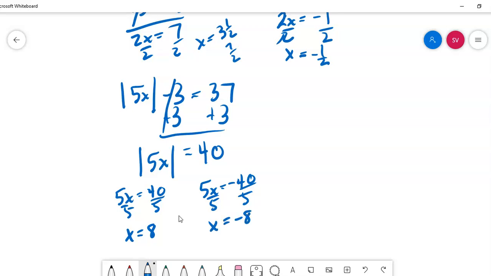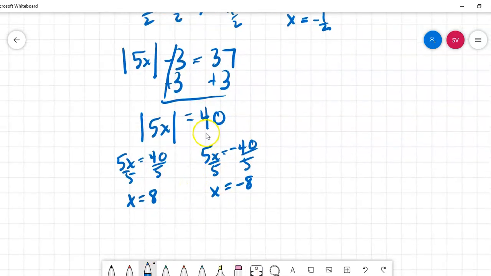Does that make sense? 5 times 8, that's our first solution here, is 40. Absolute value of 40 is 40. 40 minus 3 is 37. 5 times minus 8 is minus 40. Absolute value of minus 40 is 40. 40 minus 3 is 37. So we did the problem correctly.